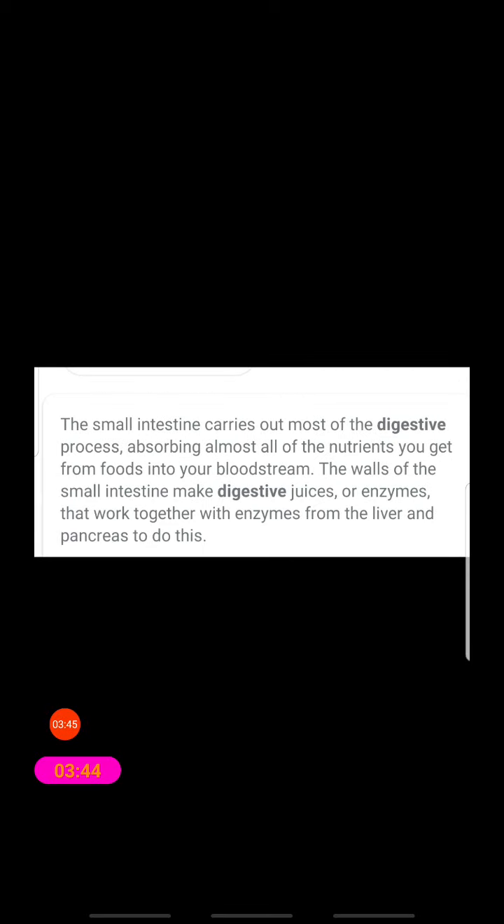Small intestine. The small intestine carries out most of the digestive process, absorbing almost all of the nutrients you get from food into your bloodstream. The walls of the small intestine make digestive juices or enzymes that work together with enzymes from the liver and pancreas to do this.